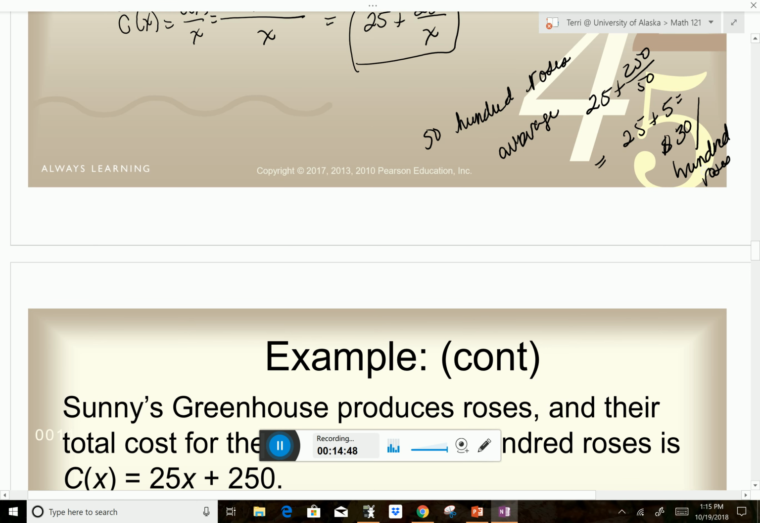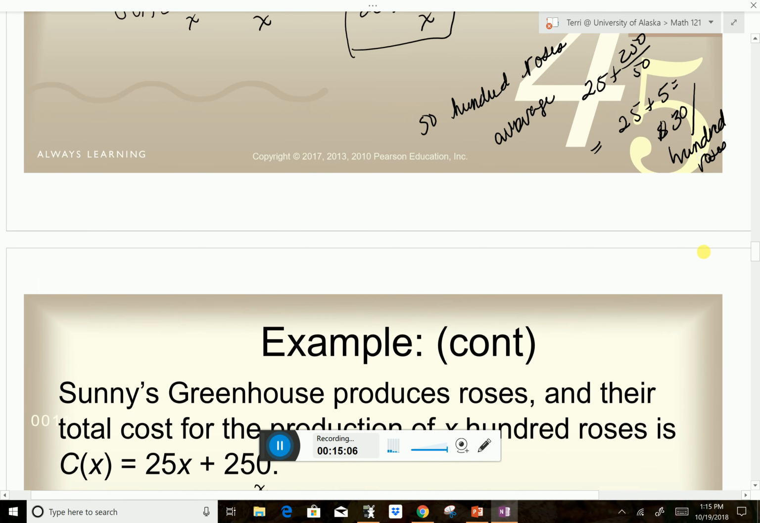On average. That doesn't mean that each rose costs $30. That means on average, it costs them $30 when they're selling 50 hundred roses. Now, I know it sounds weird, 5,000 is what it is.